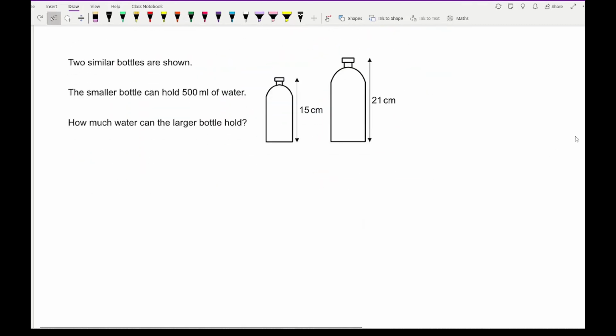Moving on to the next question, it says that here we have two similar bottles, and again that keyword of similar. It says the smaller bottle can hold 500 millilitres of water. Here we're dealing with capacity, which is very similar to volume. It's just looking at how much liquid we can fit into a bottle rather than how many cubes we can fit in, but the same thing applies. So what this question is asking us is what is the capacity or volume, you could say, of the bigger bottle.